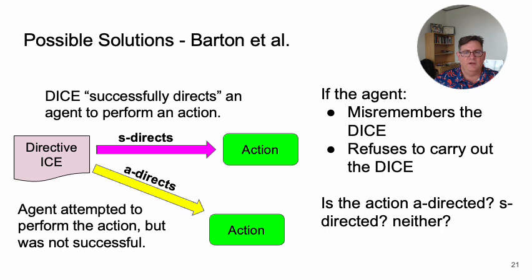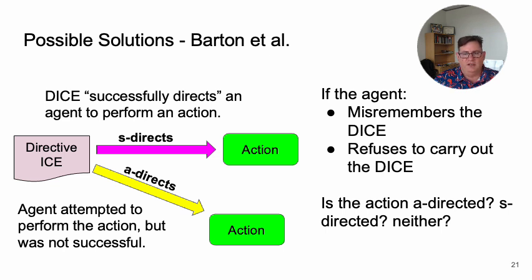Another possible solution is the account provided by Barton and his co-authors. In this account, a Directive Information Content Entity, or DICE, is said to S-direct an action if the DICE successfully directs the agent to perform the action, or actions, and the DICE A-directs the action if the agent attempts to perform the action but does not succeed. Similar to Cobb, Barton's account struggles to account for cases when the agent doesn't recall all of the DICE's instructions. If the agent successfully performs all the actions of the misremembered DICE, did the DICE S-direct or A-direct the agent's actions? From the agent's perspective, all the actions were successful, but relative to the complete DICE, the agent did not succeed. I think it makes the most sense to represent this as the DICE A-directing the agent's actions, but the answer to the question about how to represent this is not completely clear.